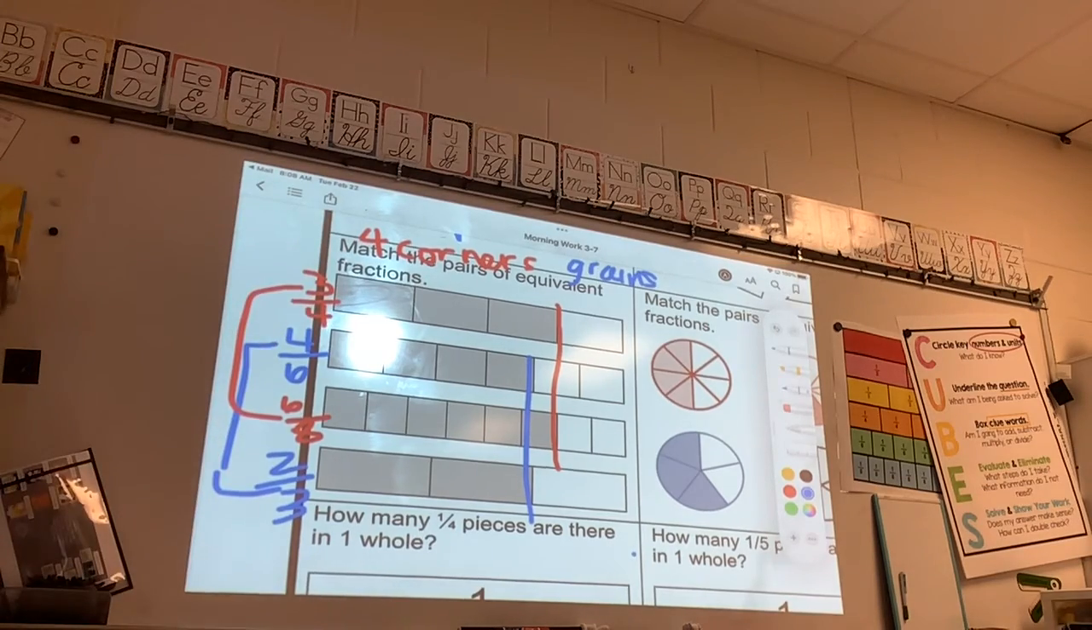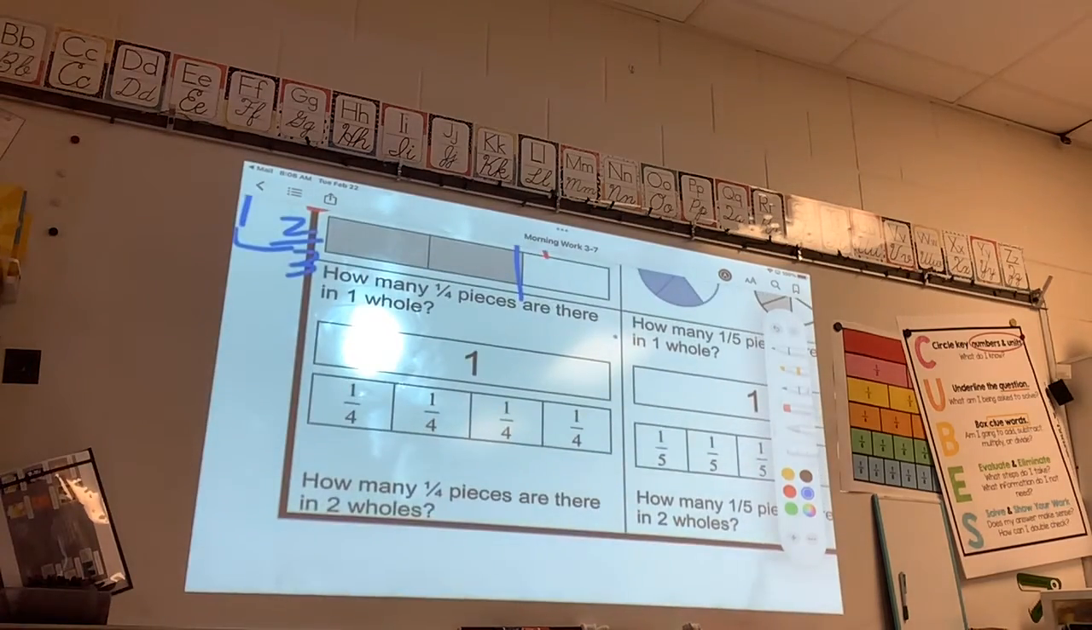All right. This one was a little bit tricky. How many 1/4 pieces are there in one whole? Okay, so this right here is one whole. So we're looking down here. How many of those pieces did it take to match up with the whole, Kate? 4. So 4 pieces equaled one whole. And we can show that because 4 out of 4.